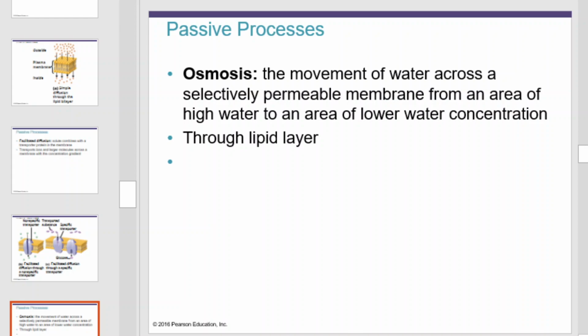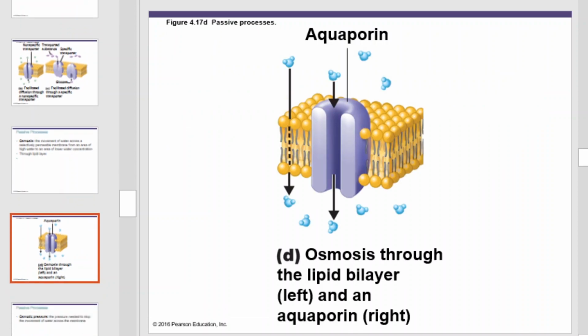Osmosis is also a passive process. Osmosis can be described simply as the diffusion of water, water moving from an area of high concentration to an area of low concentration through a lipid bilayer. This is an illustration of osmosis taking advantage of an aquaporin and the spaces between the phospholipids to move from an area of high concentration to an area of low concentration.